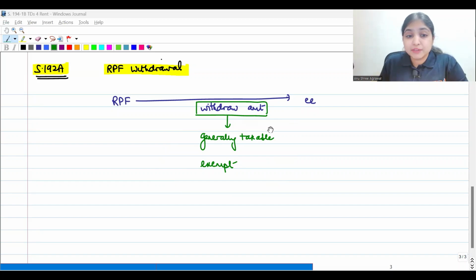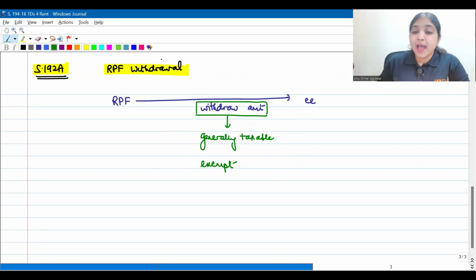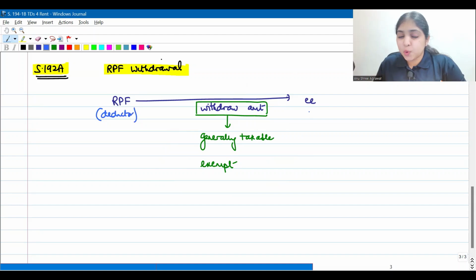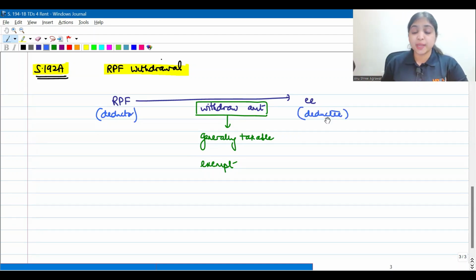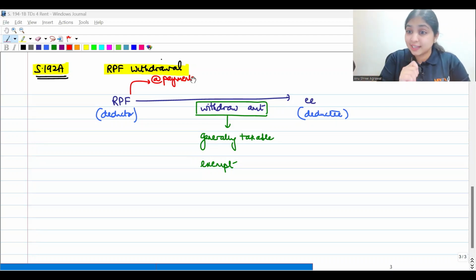So when the employee withdraws money from RPF, at that time for the employee, he's earned an income, guys. He's receiving money from RPF, he's having an income, and the source of this income for him is RPF. At the source, RPF will deduct tax. So RPF will become the deductor of tax and the employee will become the deductee of tax. Everybody is following? Now RPF will deduct tax at the time of payment. Guys, I'm saying at the time of payment. I'm not saying payment or credit, whichever is earlier.